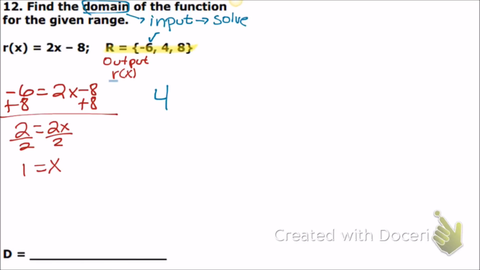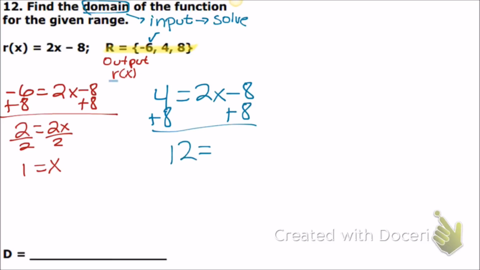Alright, now we have 4 equal to x minus 8. We're going to add 8. 12 is equal to x. Divide by 2. So 6 is equal to x.